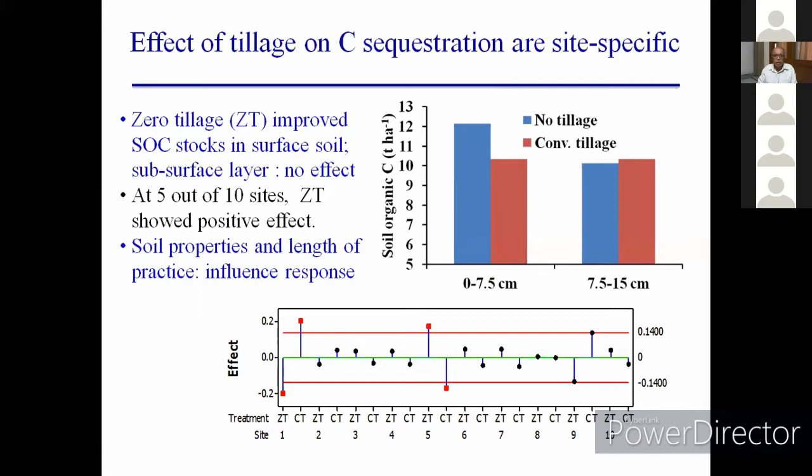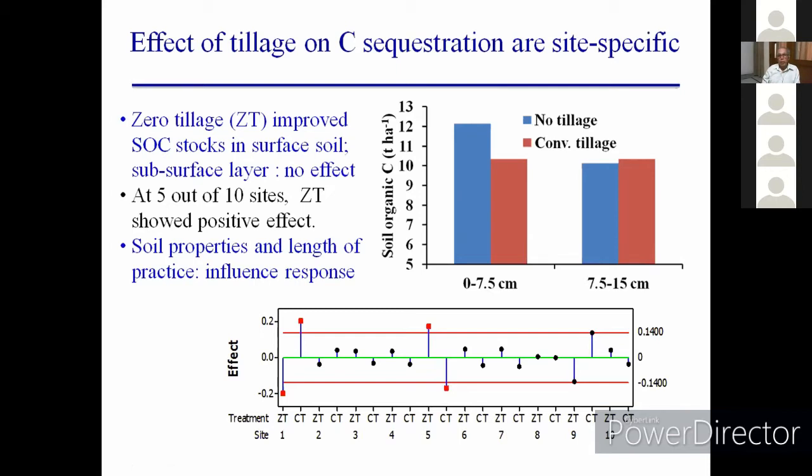That's one thing. Secondly, tillage effects are not visible every year. If you look at this graph, you will see the effect is negative in some sites. Here, this is negative. That means you're losing carbon. In some, it's positive, a big one. In some, it's a very small one. So the effect is site-specific.